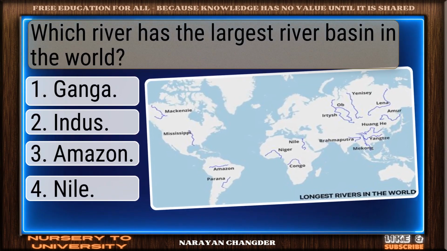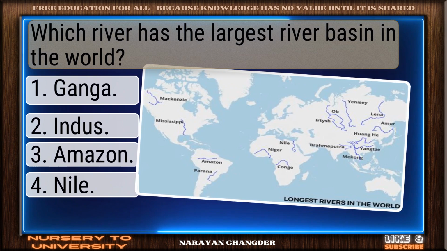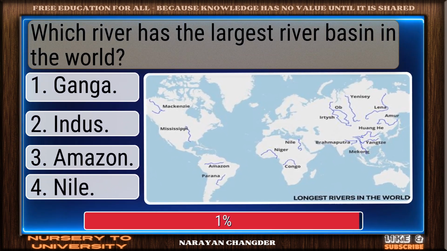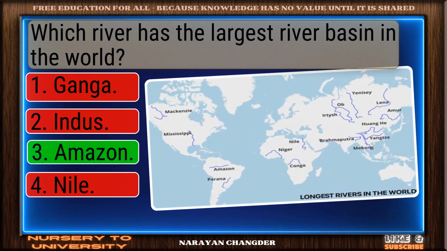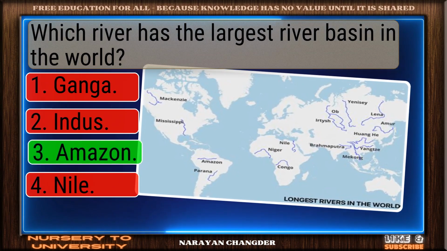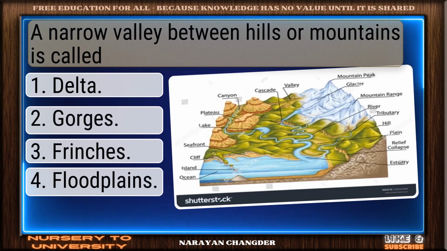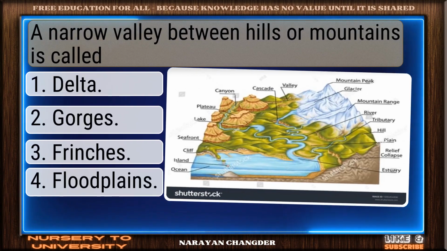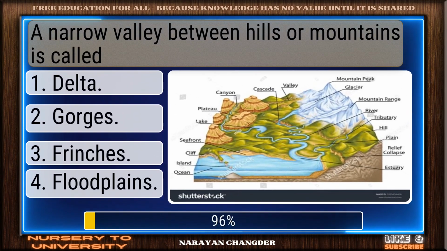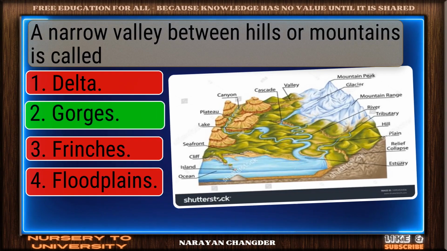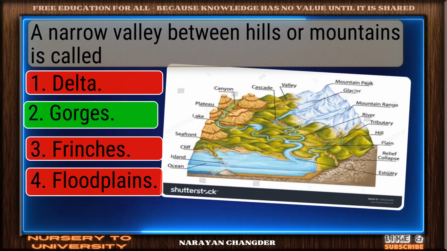Question number 111. Which river has the largest river basin in the world? Clear logic. Your choice Amazon is sound and 100% true. Question number 112. A narrow valley between hills or mountains is called. Good job. Your answer gorgeous works well here.